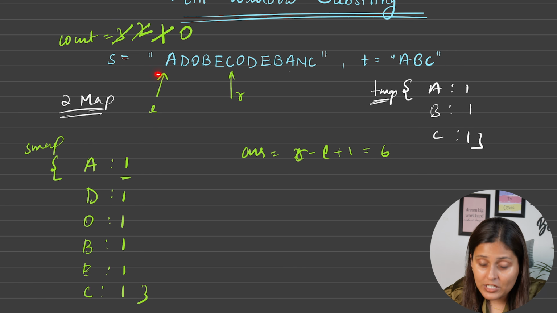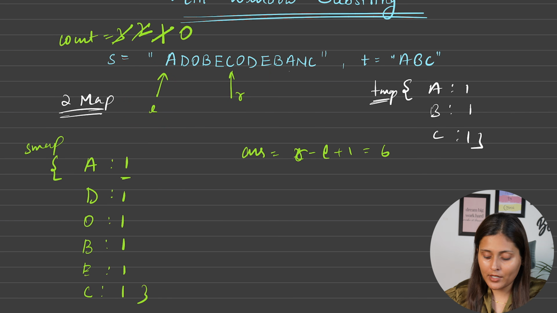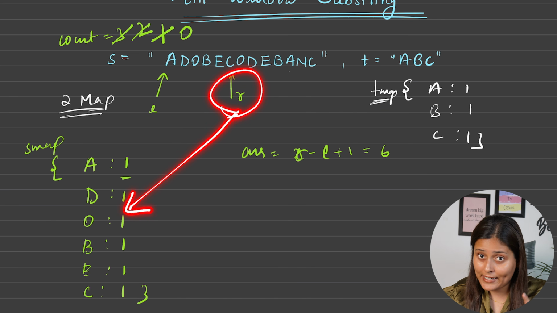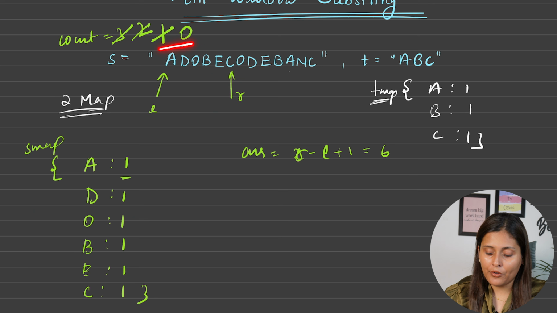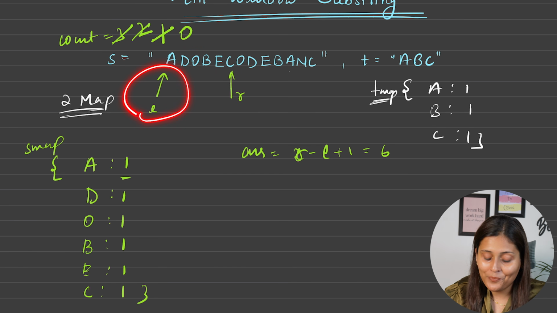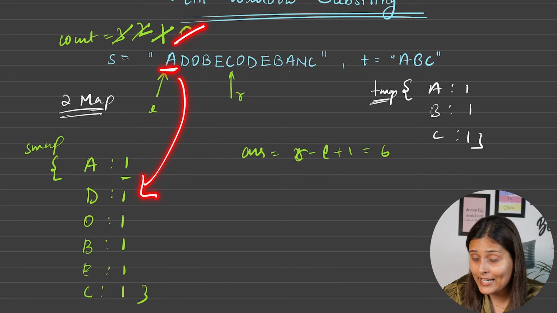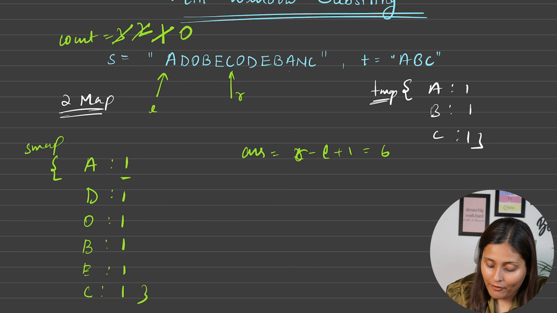So when we shrink, whatever task was done by the right pointer, the left pointer will undo that. Remember? So what does the right pointer do? The right pointer puts the character with its frequency in the map, and it reduces the count whenever that character is present in the temp. Now what will left do? Left will reduce the frequency here, and it will increment the count whenever that character is present in the map. Very simple. Okay?